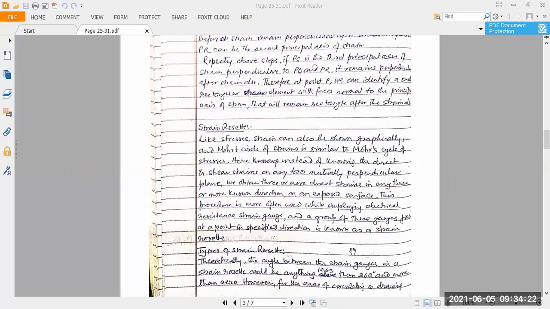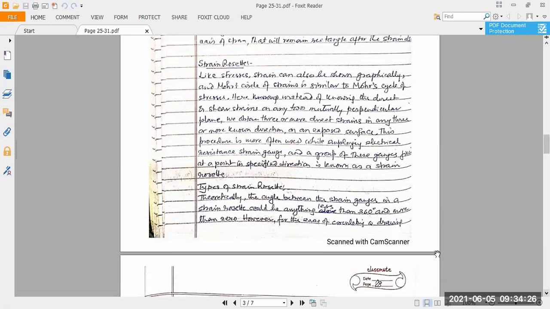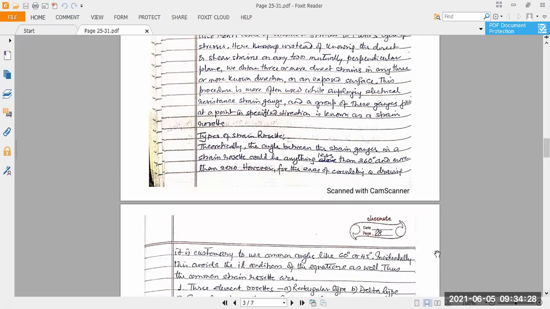What will be the types of strain rosette? There are different ways of making this. There are different ways of keeping the angle between the strain gauges in a strain rosette. It could be anything more than 0 and less than 360 degrees, which means within 0 to 360 we have to put this strain rosette, because you cannot do anything more than that.